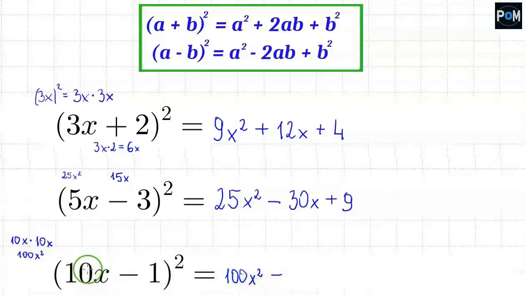Then we need to multiply these two things from the bracket. So 10x times 1 gives us 10x. And these 10x we need to double, making it 20x. And finally, plus 1 squared gives us 1.